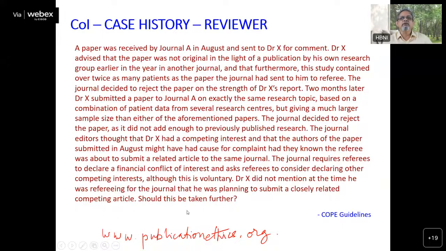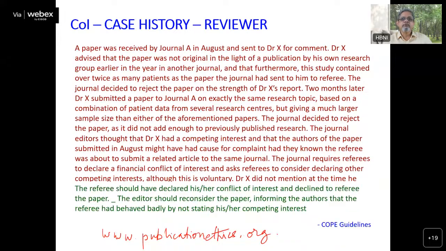So what should the journal do now? COPE has given a direction here: the referee should have declared his or her conflict of interest and declined to referee that paper. So now the editor should reconsider the paper, informing the authors that the referee had behaved unethically by not stating his or her competing interests.